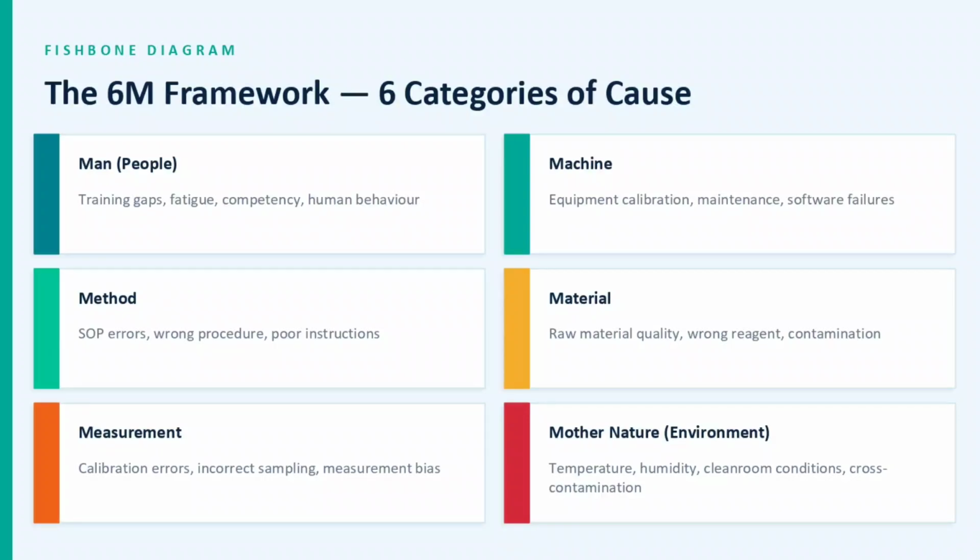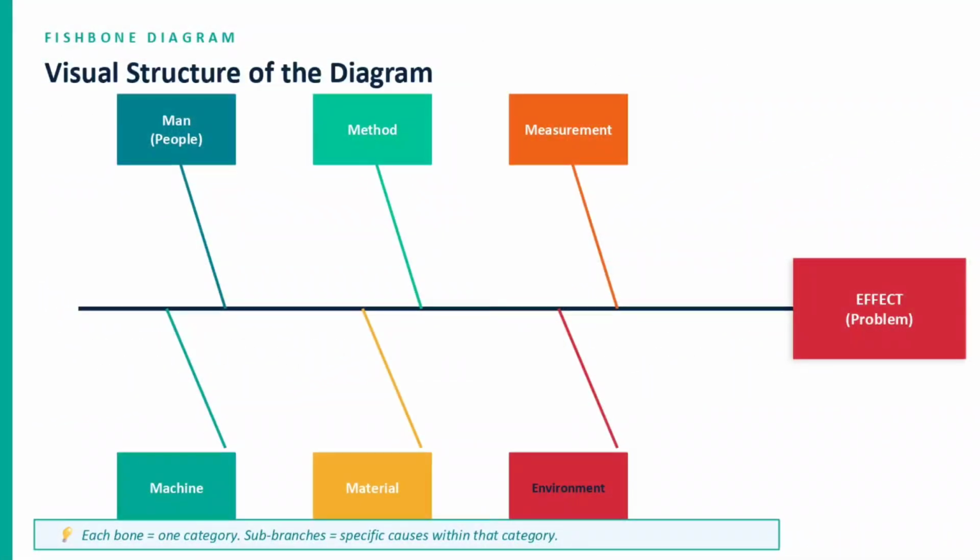In GMP environments, I often see people use only 1 or 2 categories and ignore the rest. The power of the fishbone is that it forces you to consider all 6, even the ones you don't expect to be relevant. Some of the most surprising root causes come from unexpected categories. Here is what the fishbone diagram actually looks like visually. On the right, you have the fish head. That is your effect, the problem you are investigating. In this case, imagine it says product recall.